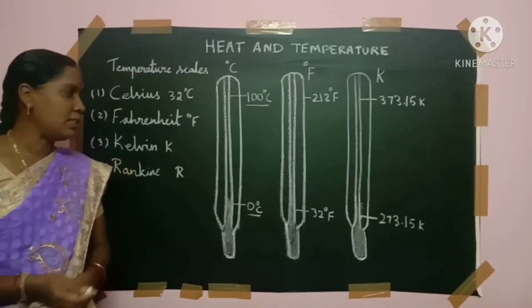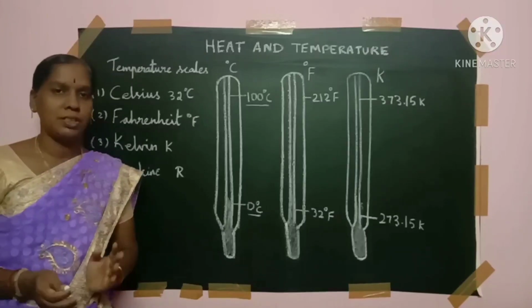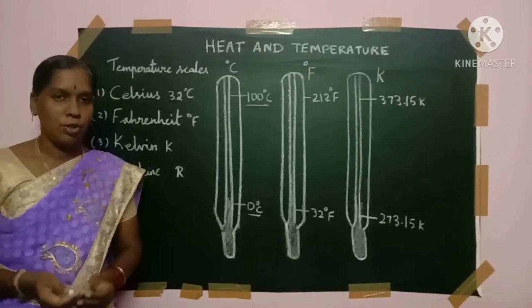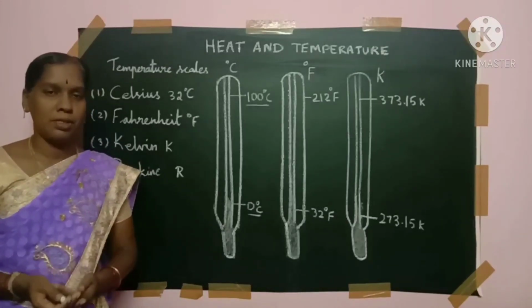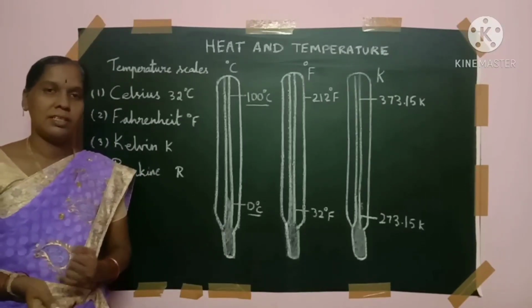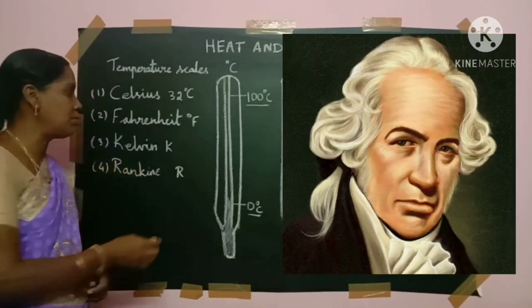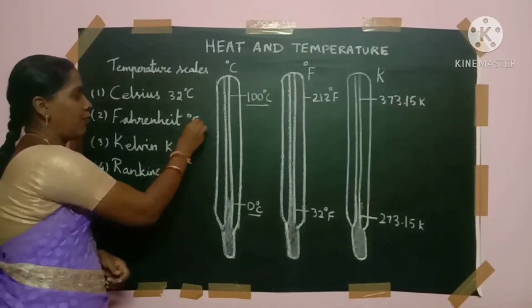Okay. The next scale we move on to is the Fahrenheit scale. It is used to measure the temperature of a human body. It is one of the temperature units. And it is named after the scientist Daniel Gabriel Fahrenheit. Here also we mention it as degree F.